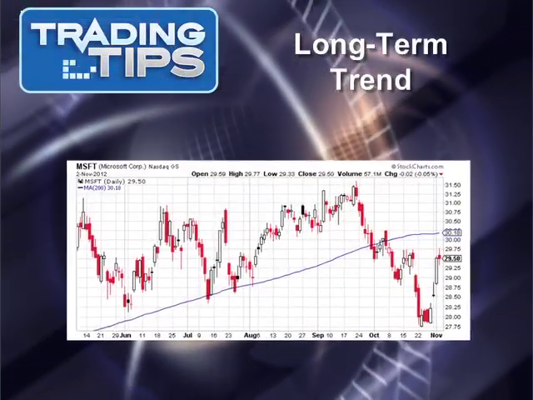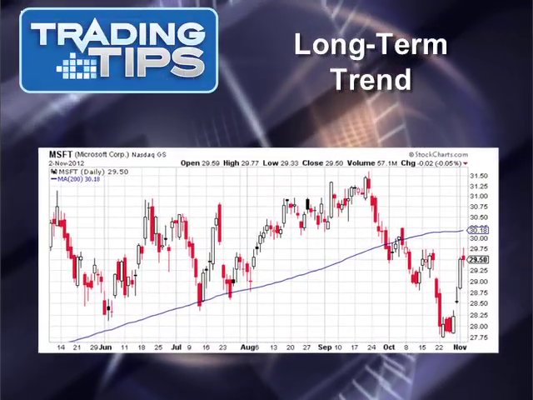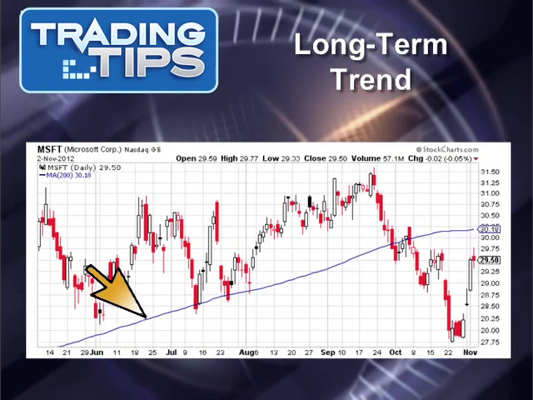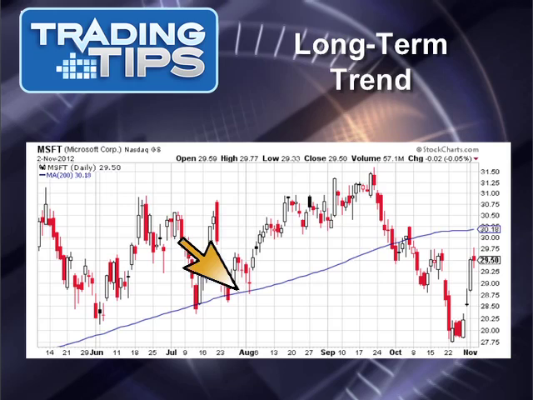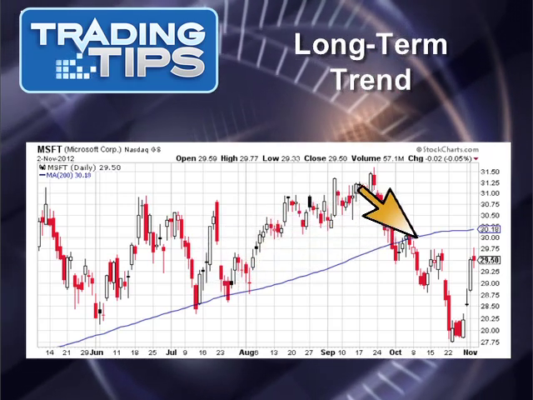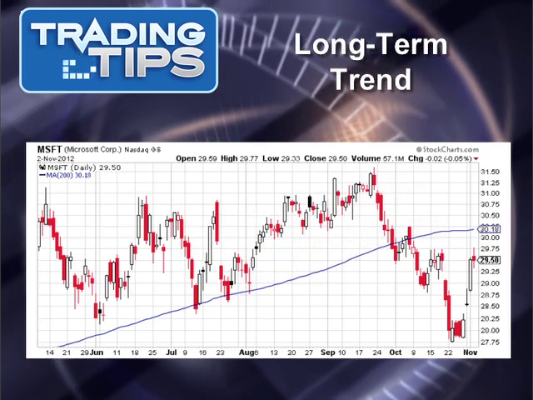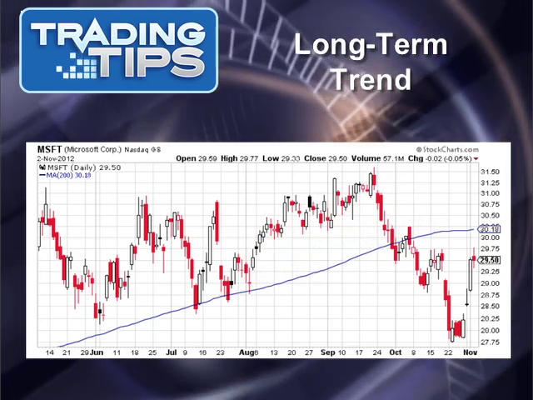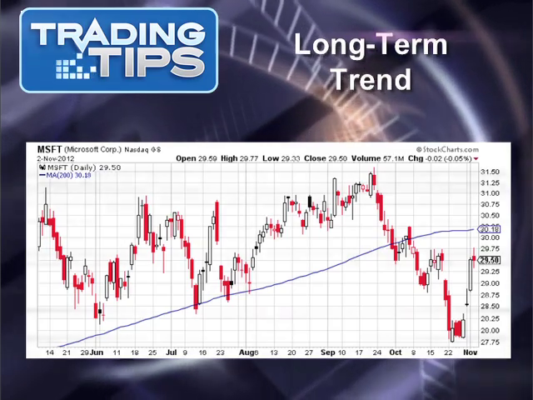The best way to determine a long-term major trend of a stock is to use its 200-day simple moving average. When a stock is trading above its 200-day SMA, it is considered to be in an uptrend, and when it's below its 200-day SMA, it's considered to be in a downtrend. This is a chart of Microsoft, and as you can see, the stock was in an uptrend until recently. Its 200-day simple moving average line is in blue.